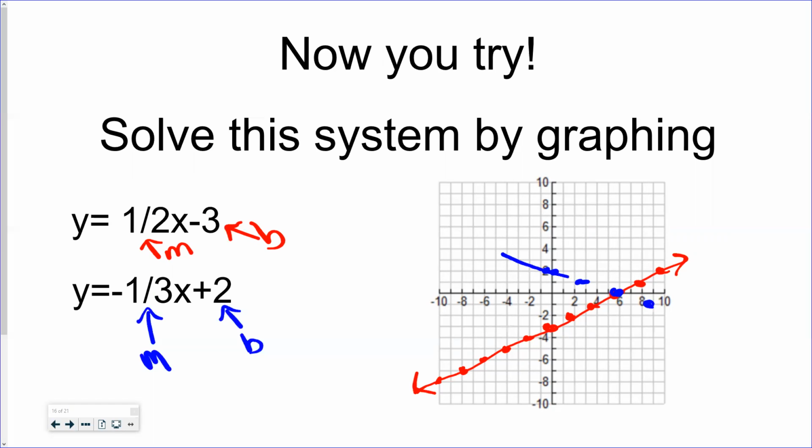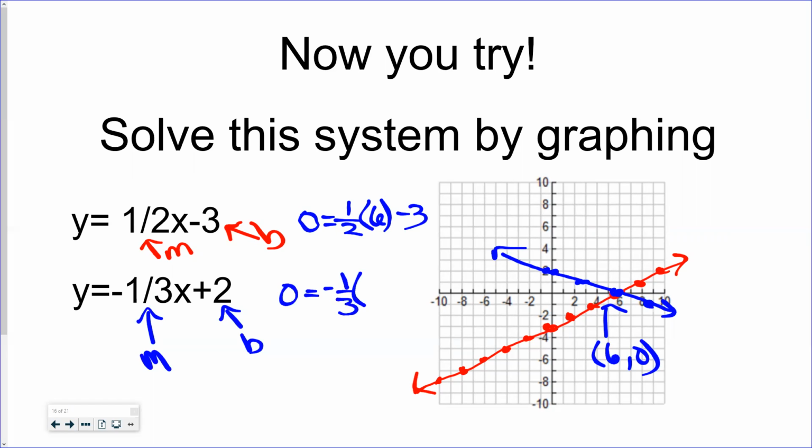And since I already intersected, I'm not going to keep graphing because this right here is the coordinate that I'm really focused on, which is 6, 0. And if I checked, I would see 0 equals 1/2 times 6 minus 3, and then 0 equals negative 1/3 times 6 plus 2.